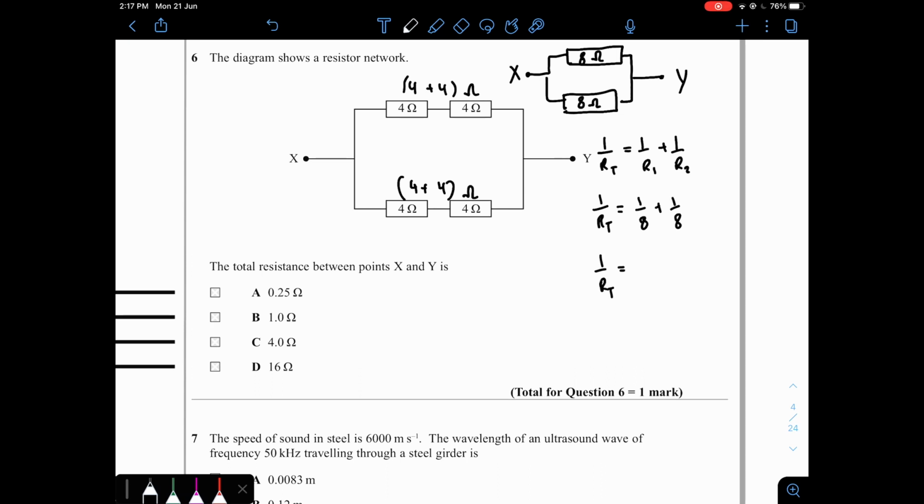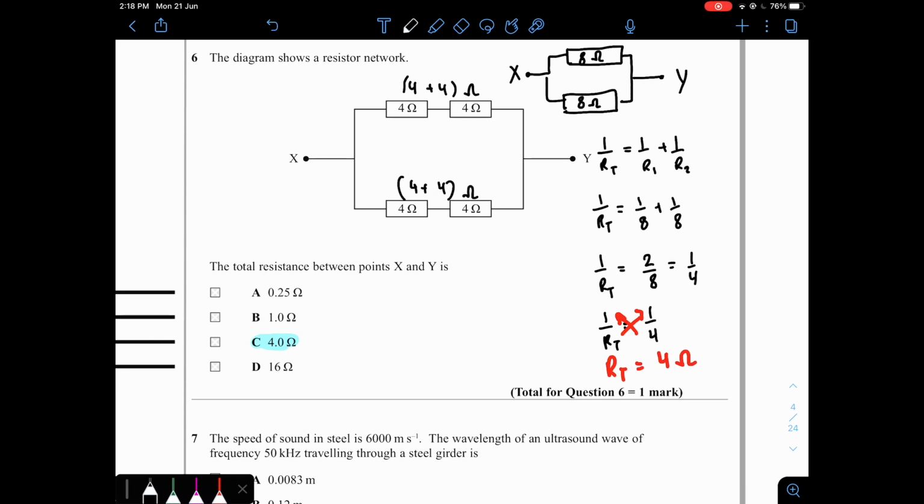This will be 1 over R total, which is 2 over 8. This simplifies to 1 over 4. So 1 over R total is 1 over 4. We can cross multiply here, and we will get R total is 4 ohms. So our final answer should be 4 ohms.